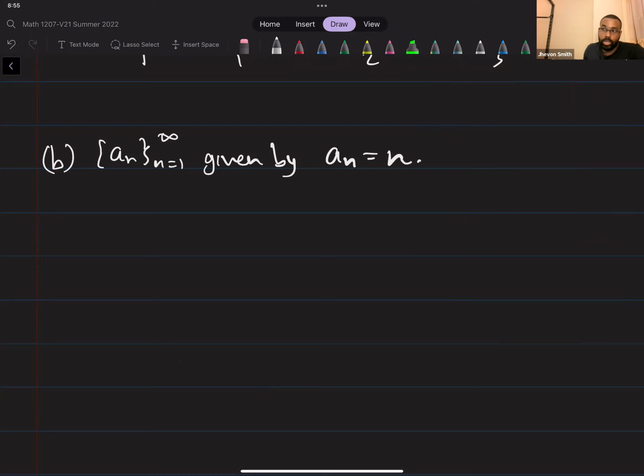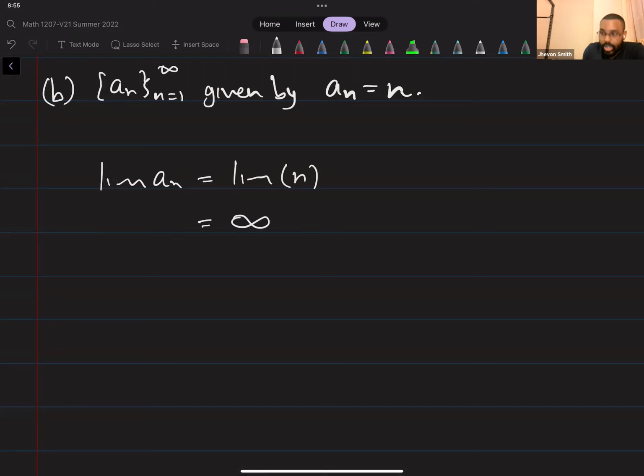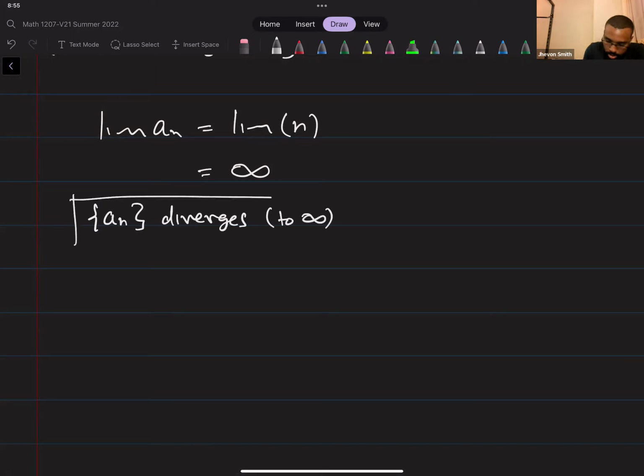Now, if I were to ask the question, does that converge? Well, you can take the limit of a_n. This is just the limit of n as n goes off to infinity. Well, that's infinity. So I can say here, a_n diverges. I can specify to infinity if I want to, but don't necessarily have to.